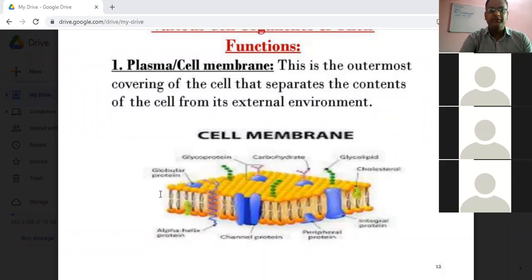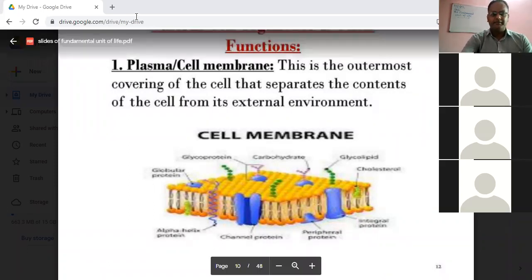Now here I'm using the word lipid bilayer. Can anyone tell me what we mean by the lipid bilayer? Anyone? Because lipid, you all know. Then what is the lipid bilayer? Anyone?